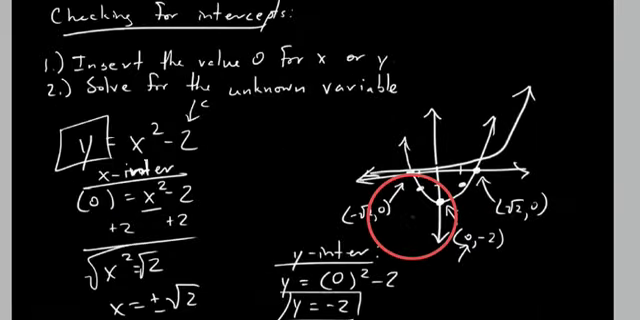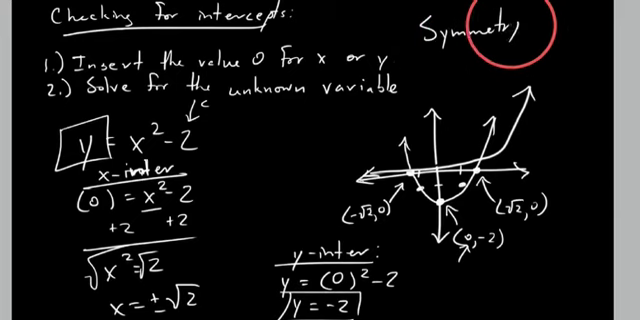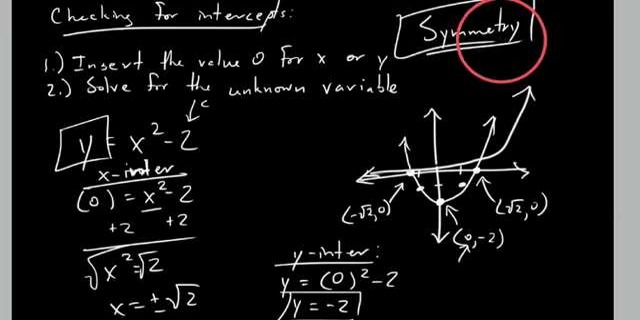Checking for intercepts is going to be one of our big things, and in the next video we're going to discuss this idea of symmetry. Why would we want to check for symmetry? Why?